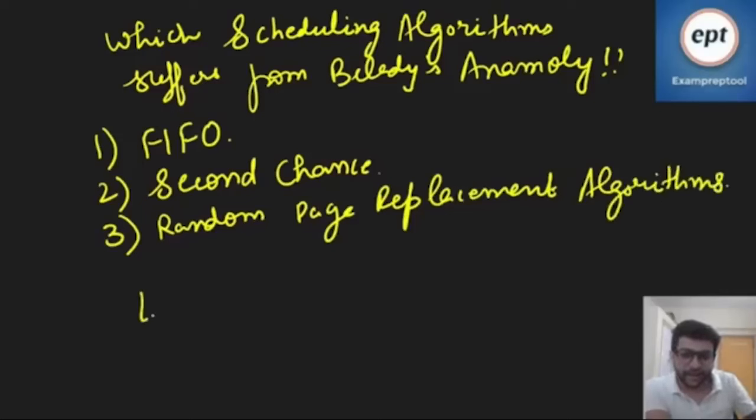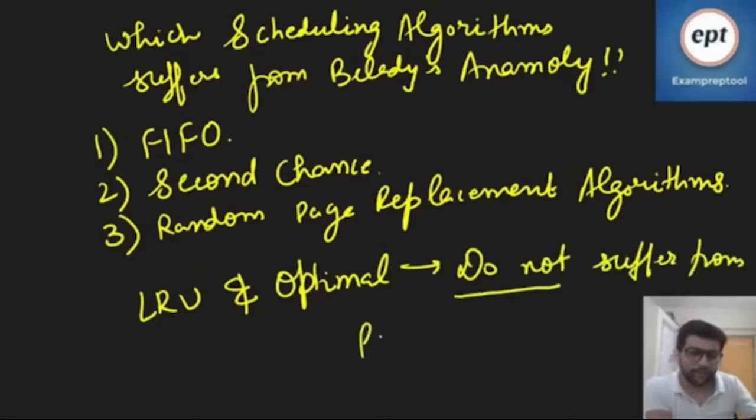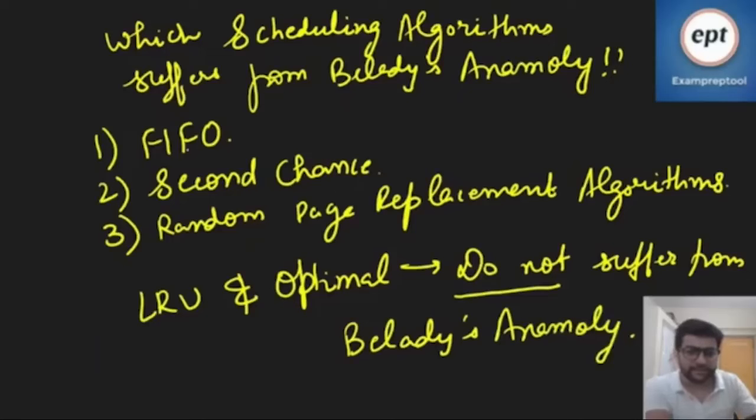And the LRU and the optimal page replacement policies, these do not suffer from Belady's anomaly, right? Just remember these three algorithms which suffer from Belady's anomaly, right?